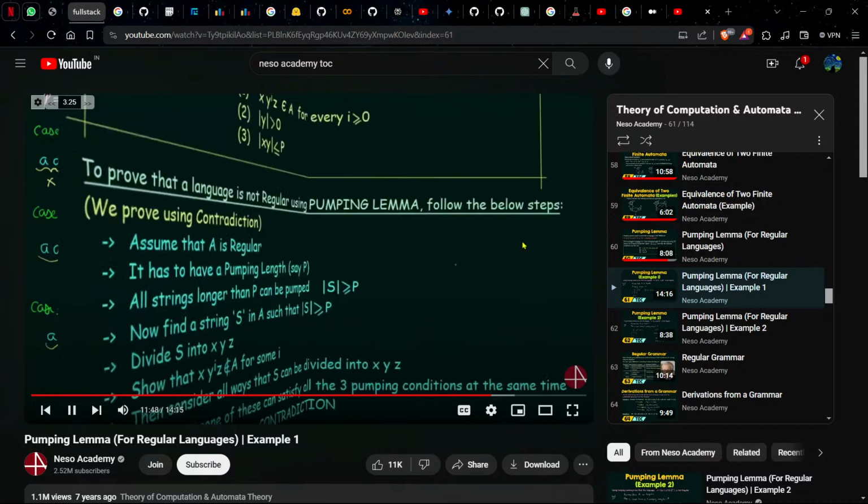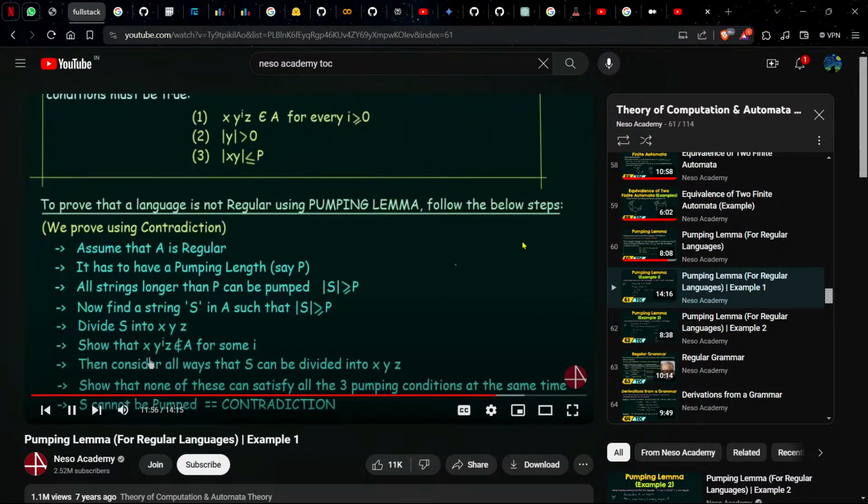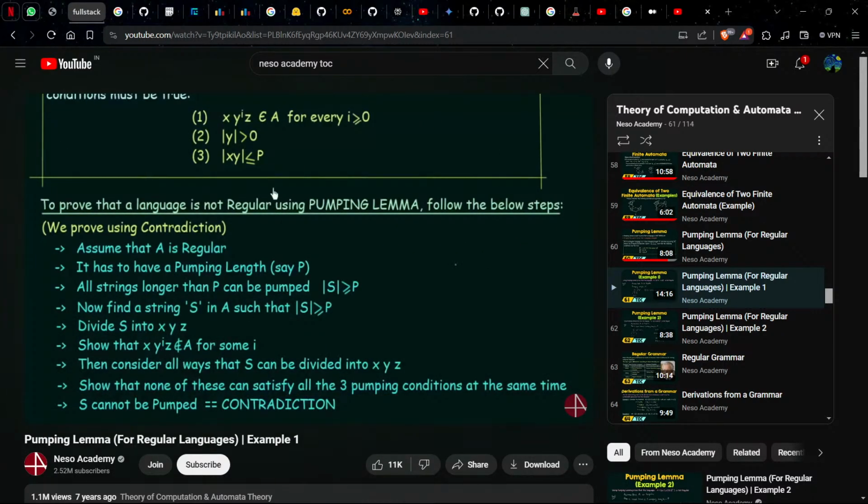So let's return back to our rules once more, so that now this satisfies all three pumping conditions at the same time. So we saw that this condition cannot be satisfied. So we are taking x, y raised to i, z, and we show that it does not belong to A. It will be regular only when it belongs to A. So we have shown that it does not belong to A, hence it is not regular. So we also show that this condition is also satisfied.